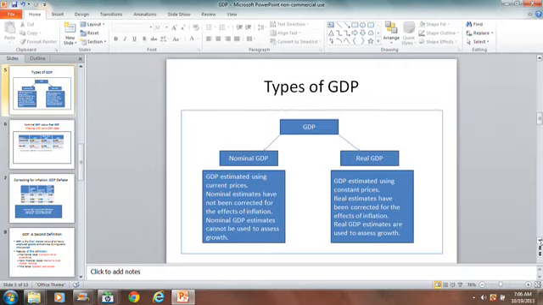Now when it comes to GDP, there are two ways of measuring it. So there are two types. One type of GDP is known as nominal GDP. And so nominal GDP is where you estimate GDP, but you're going to use current prices. Now, let's step back for a second.